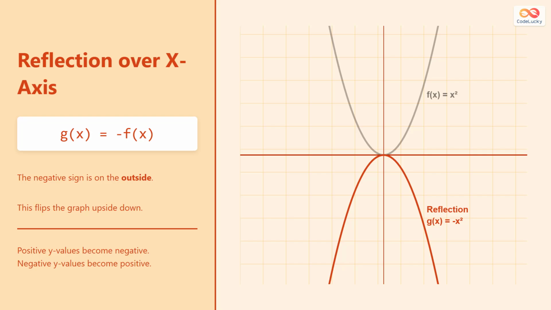Reflections work like a mirror. If we put a negative sign in front of the entire function, we get a reflection across the x-axis. All positive y values become negative, flipping the graph upside down.